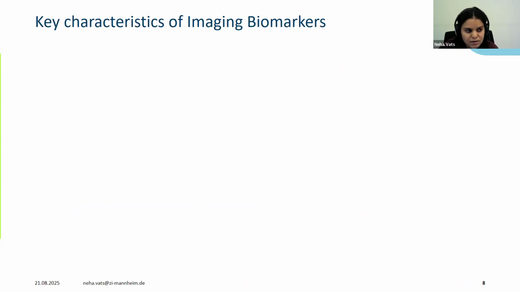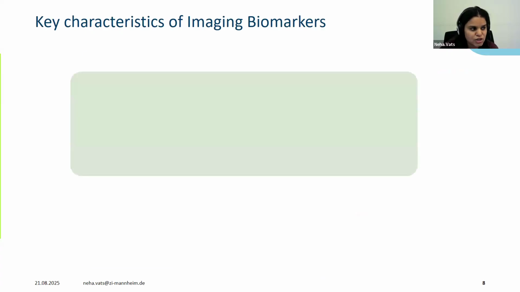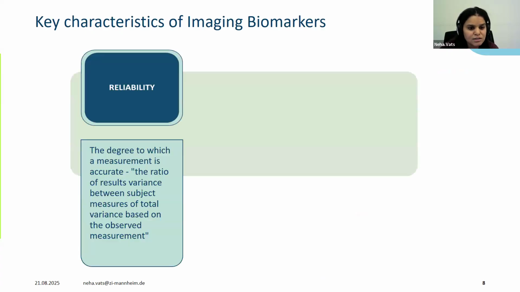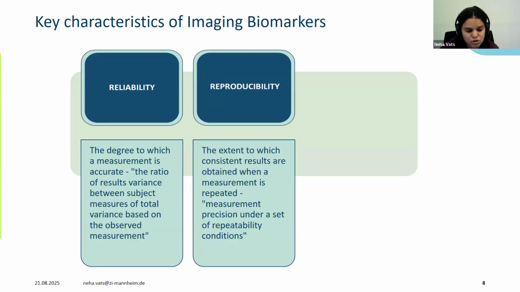For an imaging biomarker to be valuable, it should have some key characteristics, such as reliability. That is the degree to which a measurement is accurate: the ratio of results variance between subject measures to total variance based on the observed measurement. Reproducibility: you should be able to repeat the measurement and get similar results. That is measurement precision under a set of repeated conditions.